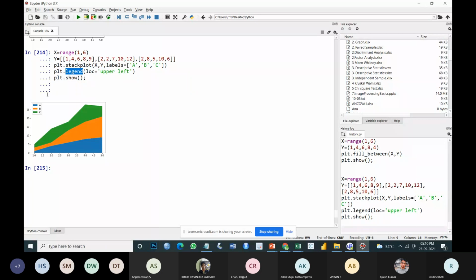Legend is upper left. Upper left means this side. Upper right means this side. Then lower left and lower right. Then we can print.